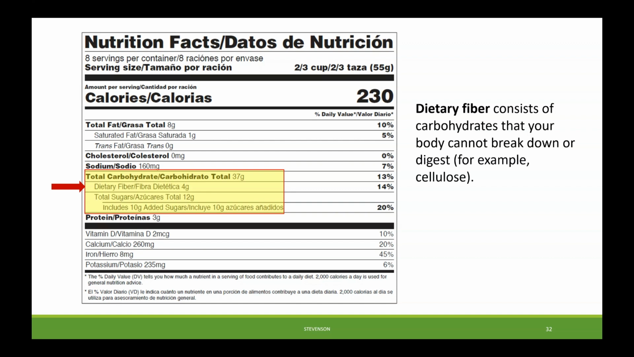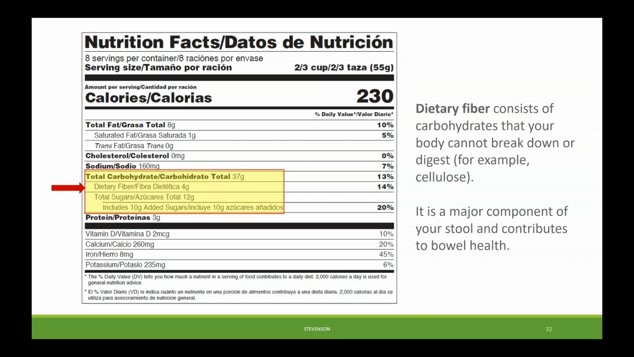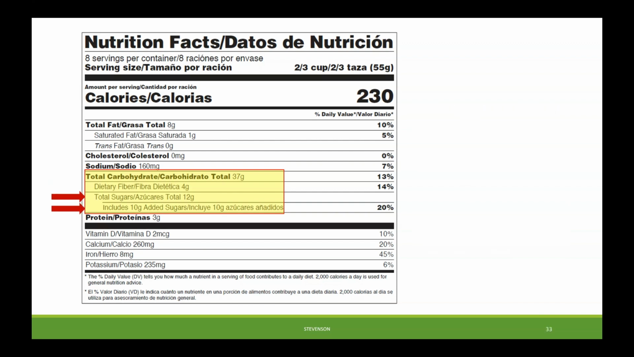So fibers like cellulose are a major component of your stool, and they contribute to your bowel health by keeping your stool healthy. We also see under the carbohydrates category that there are total sugars and added sugars listed. These lines on the nutrition label are not talking about these more complex carbohydrate molecules, but rather the monomers of carbohydrates, the sugars, those single monosaccharide molecules.